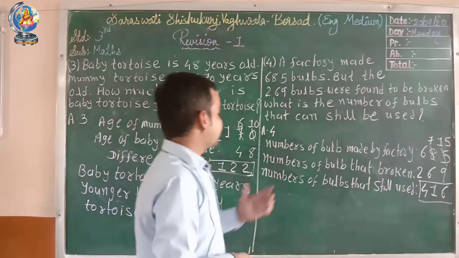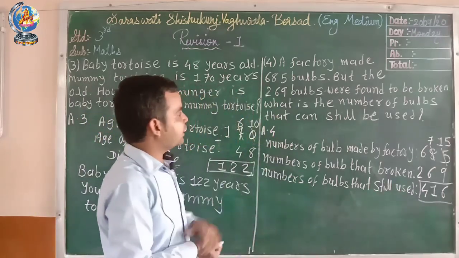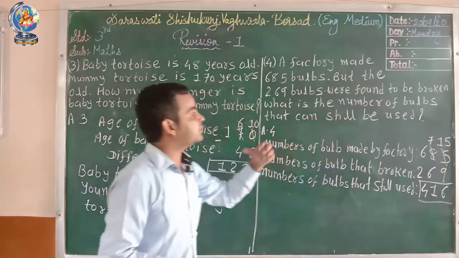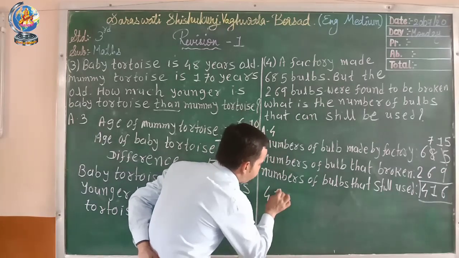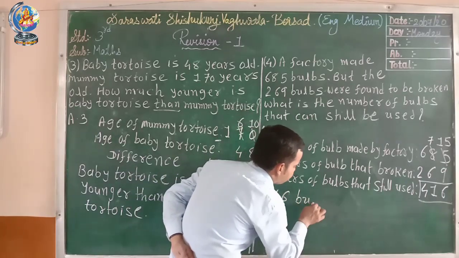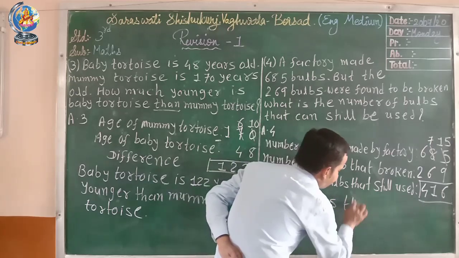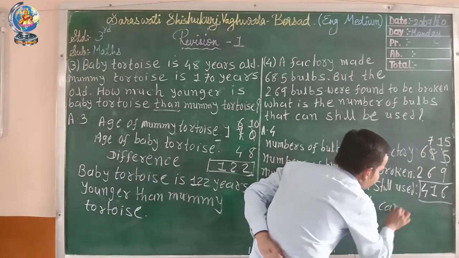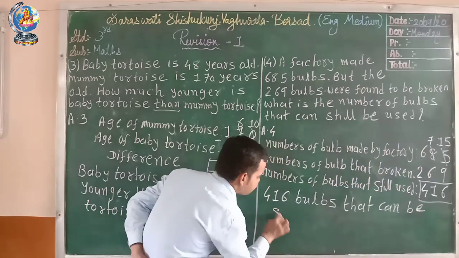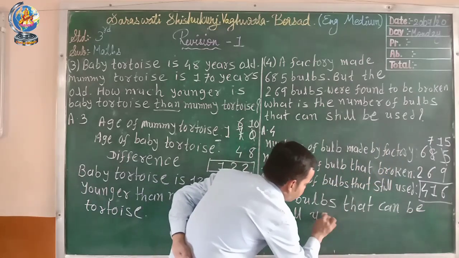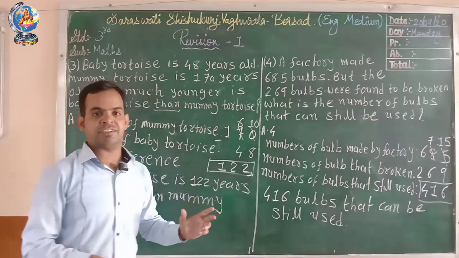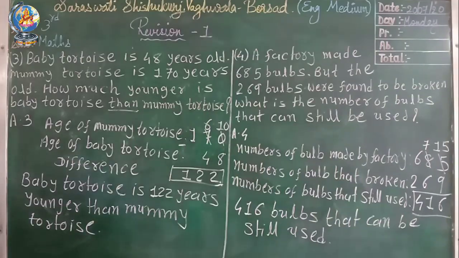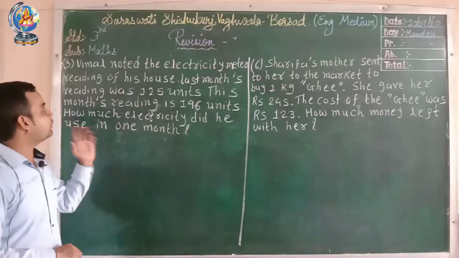So how can we write our answer? What is the number of bulbs that can still be used? 416 bulbs can still be used. Okay, understood about this sum? Now let's start our fifth sum.